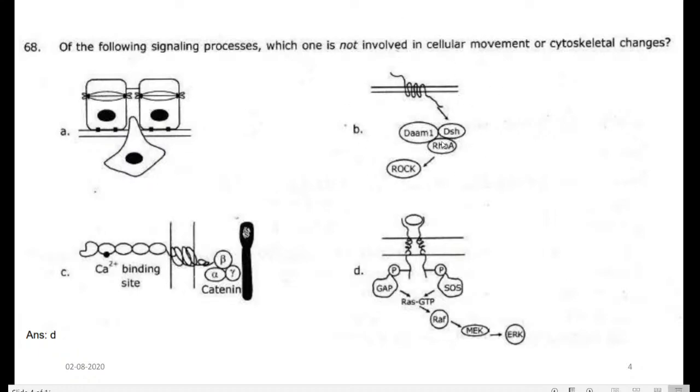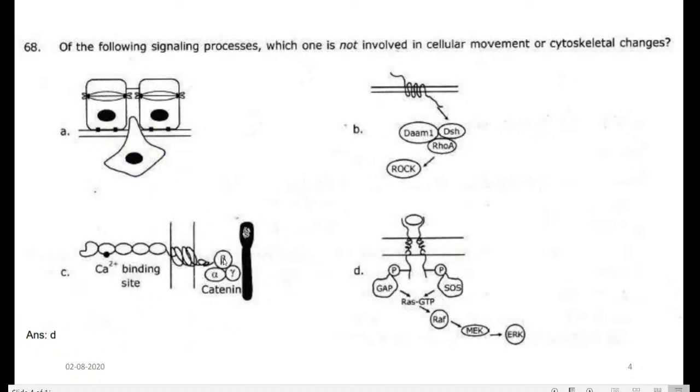For option B, RhoA is the compound which is involved in cellular movement. So this is the keyword, RhoA. Okay, the next concept is the catenin concept.